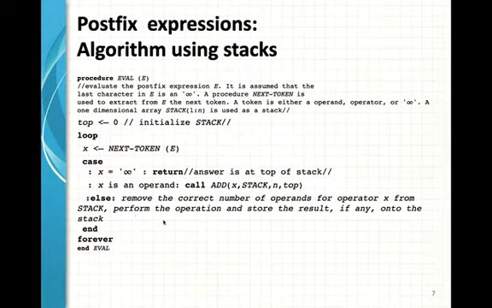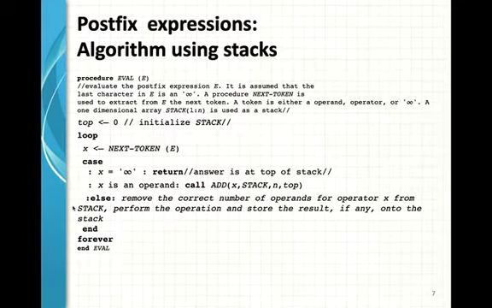So first of all, remove the correct number of operands for the operator x from the stack, then perform the operation and store the result. Okay, if any results are there, then store them onto the stack. Okay, this end denotes the end of the cases. These three cases may be possible. So here is the end of all cases. Then this forever denotes the loop's end.